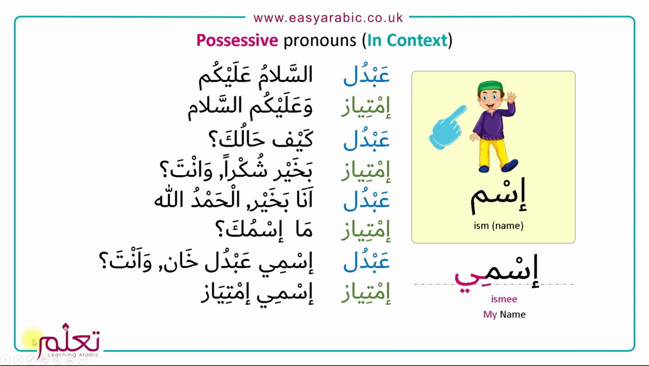Okay, so the first one is Abdul saying assalamu alaikum. If we look at this one, assalam is the peace, ala is on, alay, and then kum. So here we're saying onto you, peace be upon you, plural. We can say assalamu alayka as well, if we're talking to an individual, which we are really.